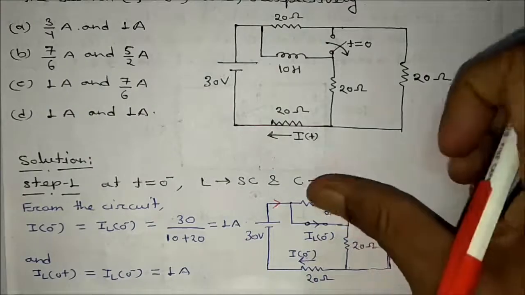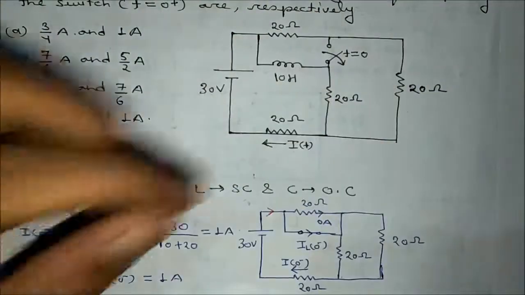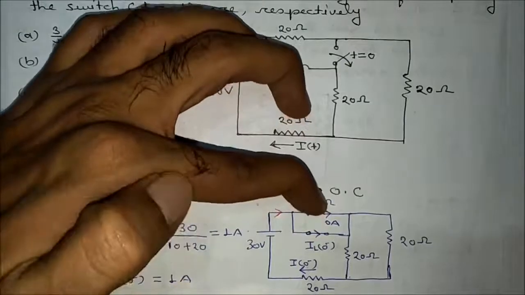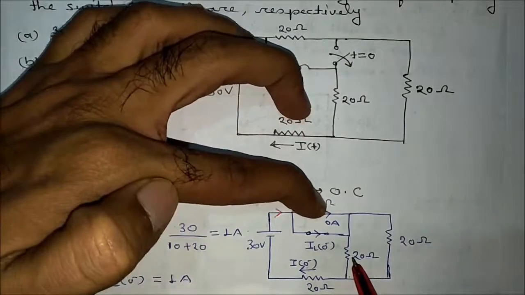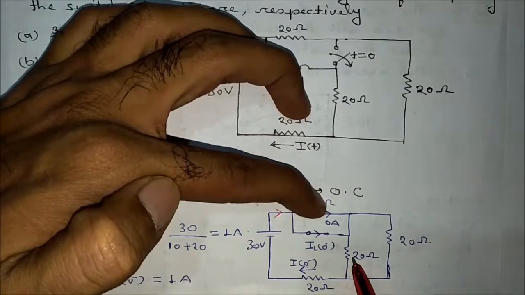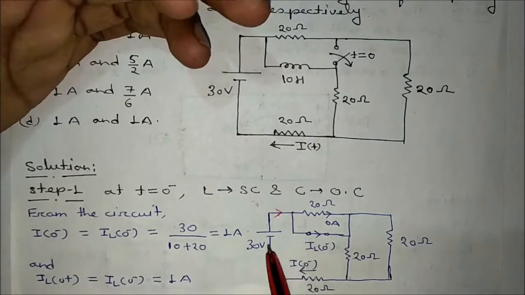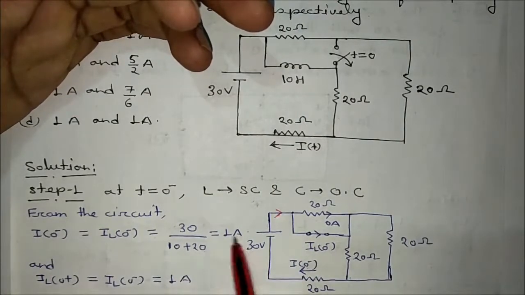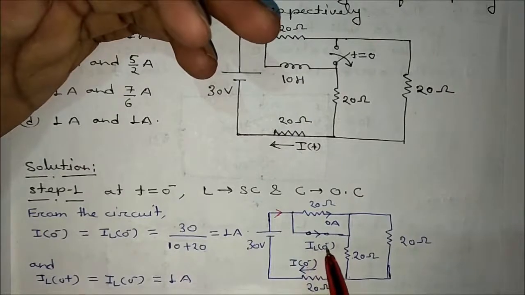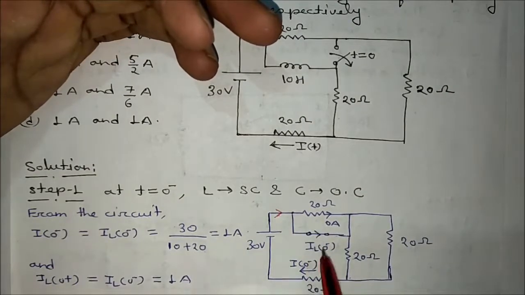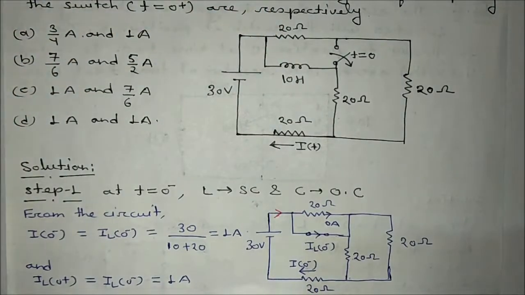This is shorted, you just remove this one, this 20 ohm is removed. If you remove this one, what will happen? 20 and 20 will be in parallel, that is equal to how much? That is 10. 10 plus 20, that is equal to how much? 30. So this current will be equal to 30 divided by 30, that is equal to 1 ampere, and this current will be same as IL0 minus, because this current is 0. So, and this current is also equal to I0 minus. So I0 minus is equal to 1 ampere. Is it okay? And IL0 minus and IL0 plus is always equal to 1 ampere.